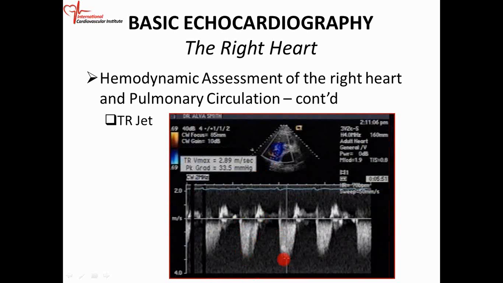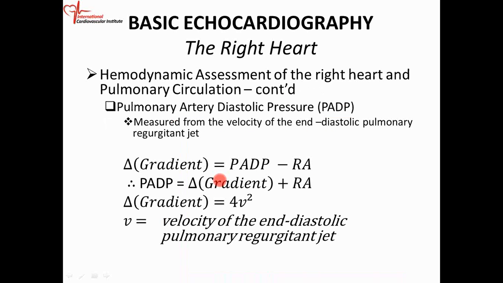So the gradient is 4v squared, and the computer gives you that right there. The velocity is 2.89, and squaring the velocity and times 4, that's 33.5. So that's a gradient. To get the right ventricular systolic pressure, then you have to have the right atrial pressure. Again, multiple windows, because you want the maximum velocity.